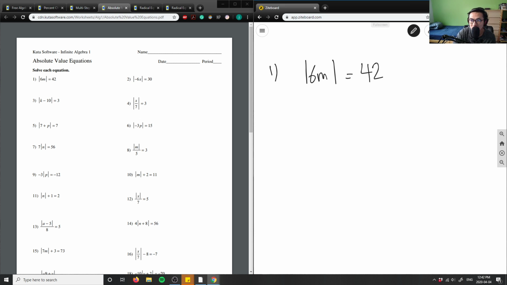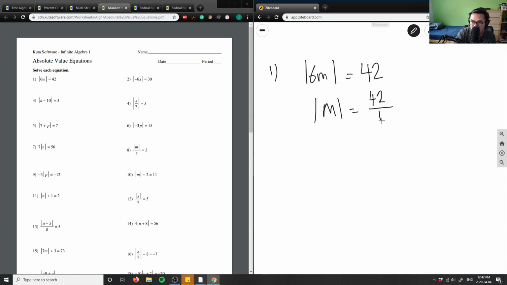I see here the absolute value bars around 6m. Let's not worry about these absolute value bars. Let's just look at the 6 first. How do we get rid of the 6 on the left side? If I have 6 times m, I need to divide both sides by 6, right? So I'm going to have just the absolute value of m on this side, and this will equal 42 divided by 6.